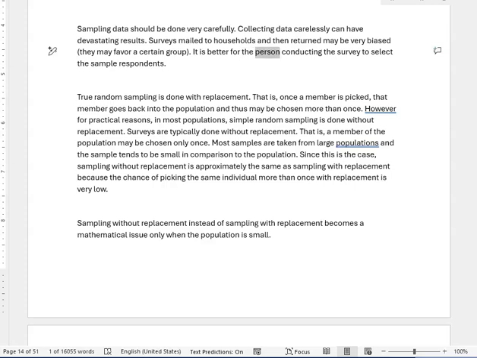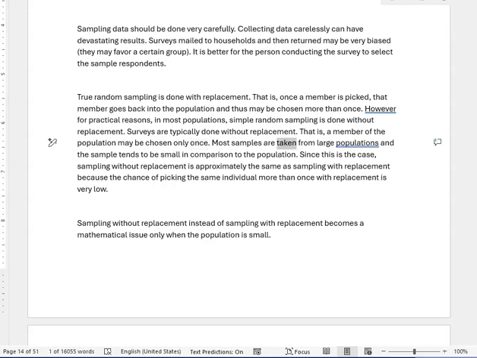It is better for the person conducting the survey to select the sample respondents. True random sampling is done with replacement. That is, once a member is picked, that member goes back into the population and thus may be chosen more than once. However, for practical reasons, in most populations, simple random sampling is done without replacement. Surveys are typically done without replacement. That is, a member of the population may be chosen only once.